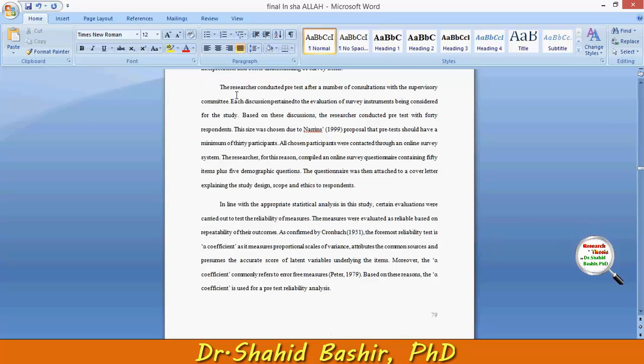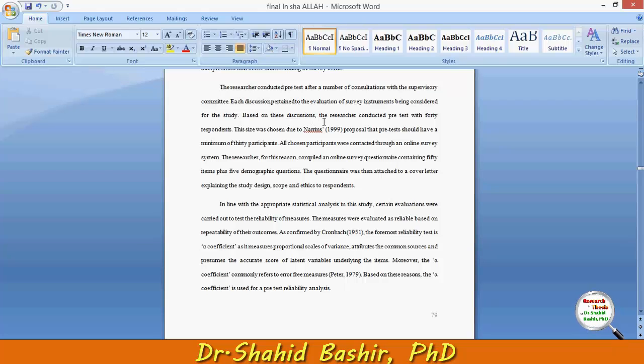So, how did we conduct this? The researcher conducted the pre-test after a number of consultations with the supervisory committee. If you are conducting a research or thesis, you might have a research supervisor. The very first person to consult with will be your research supervisor. Each discussion pertained to the evaluation of survey instruments being considered for the study.